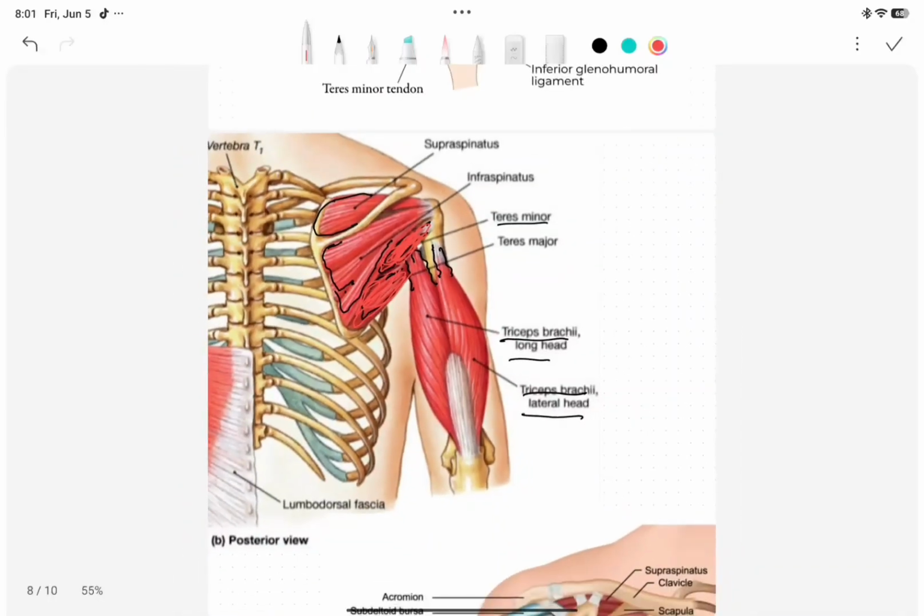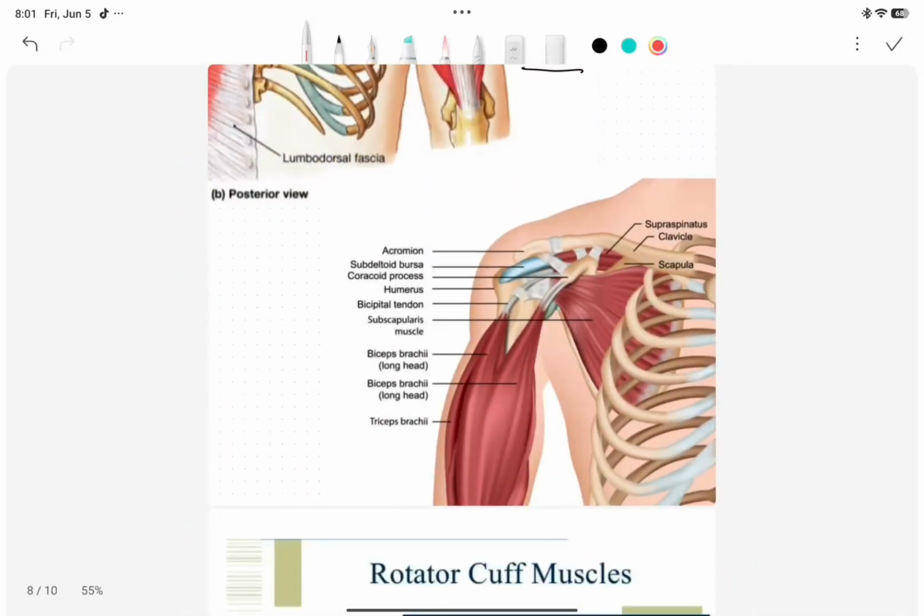This is the muscle. On the anterior side you can see the subscapularis, which inserts into the lesser tubercle. This is the long head of biceps brachii, and this is the intertubercular sulcus, the bicipital groove. This is the short head arising from the coracoid process, and this is the long head.